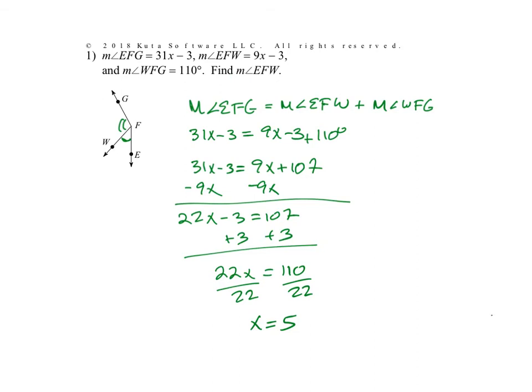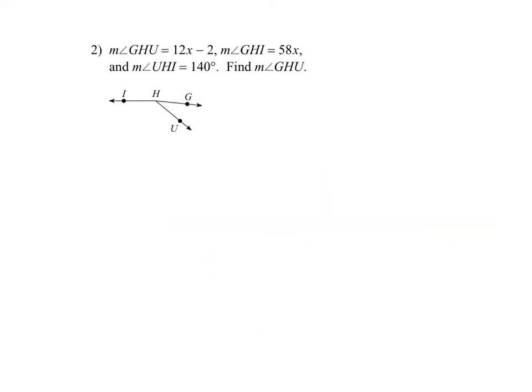Now I'm going to plug that information in. So the measure of angle EFW equals 9 times 5 minus 3. So 45 minus 3 equals 42 degrees. And that's my answer on this exercise. Okay, so on the second one again, I have the measure of angle GHI, it's a big one, equals the measure of angle GHU plus the measure of angle UHI, right?